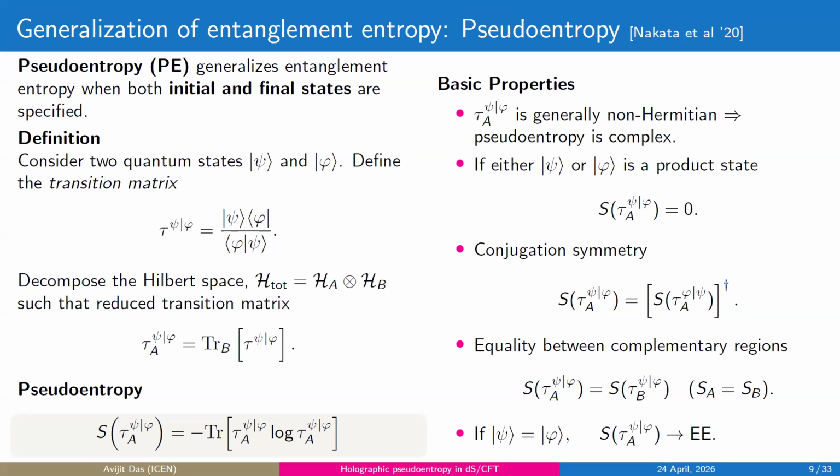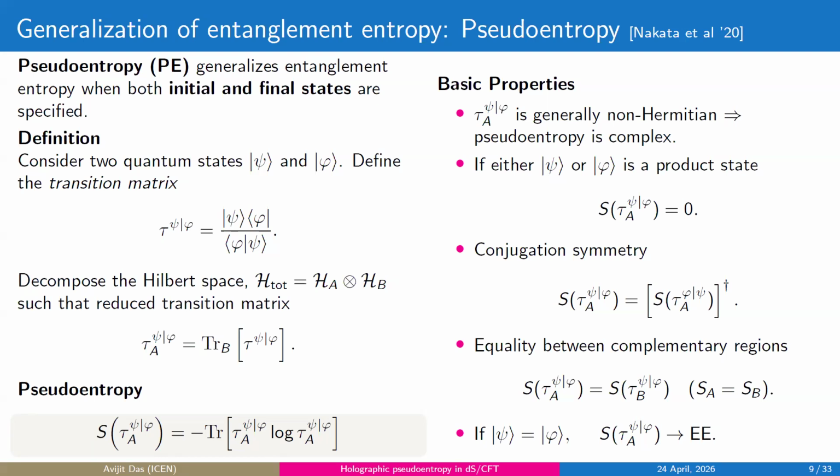Some properties of pseudoentropy are that in general, this transition matrix can be non-Hermitian. So if it is non-Hermitian, it can be complex. If you take the trace of this, since it is non-Hermitian, S can become complex. And if either of the states is in a product state, where you can separate the two states, then the pseudoentropy simply becomes 0. So there is no entanglement if the state is pure, like you can separate psi and phi.